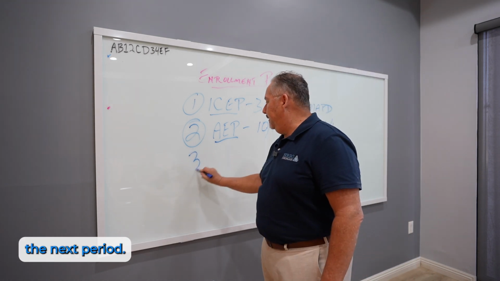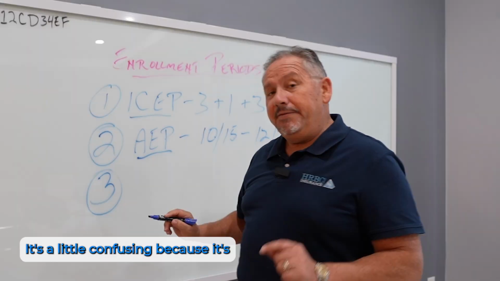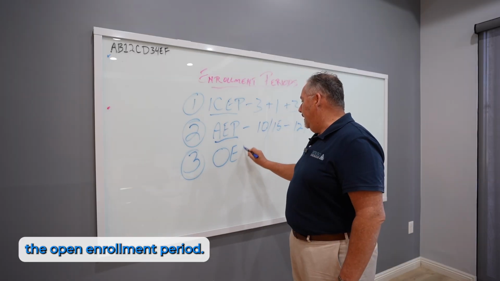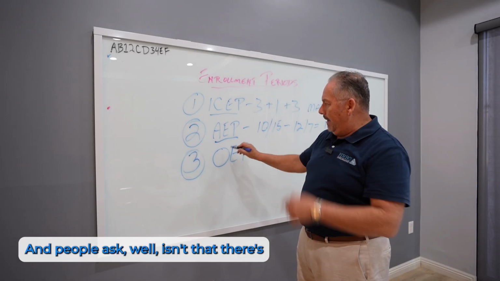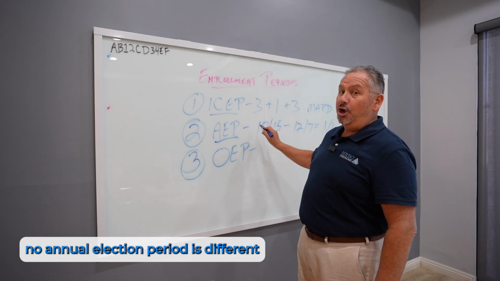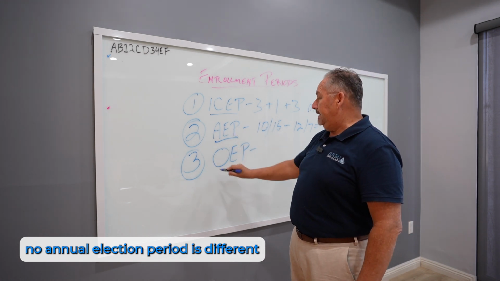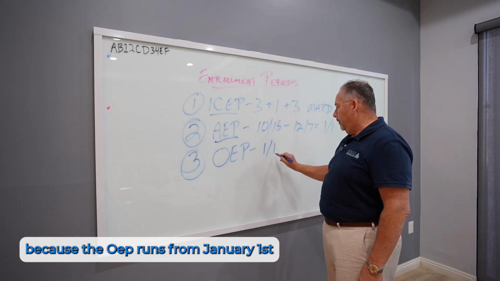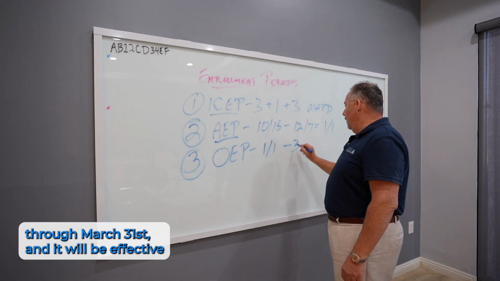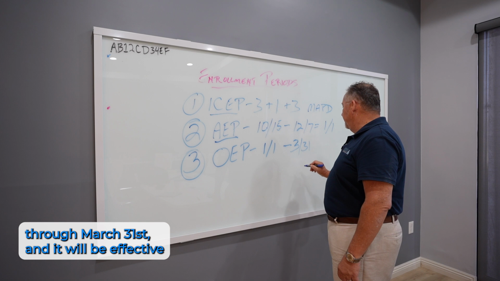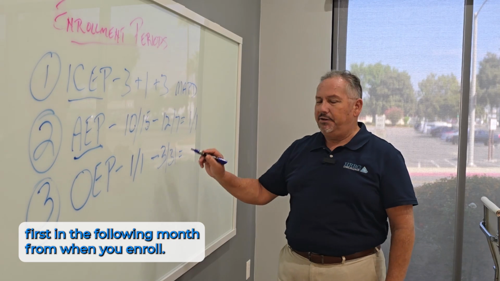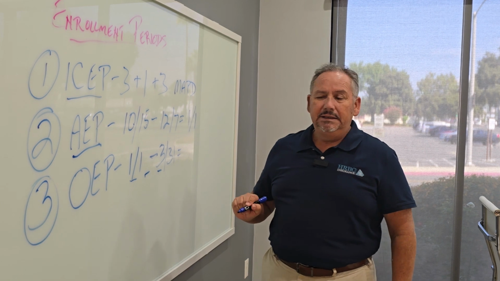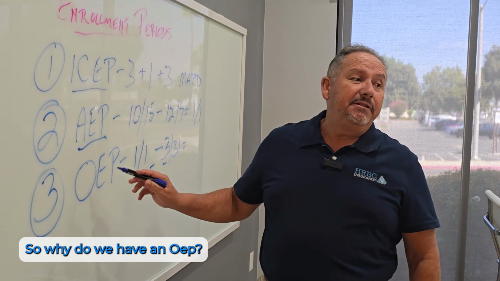The next period, it's a little confusing because it's the open enrollment period. And people ask, well, isn't that this? No. Annual election period is different because the OEP runs from January 1st through March 31st. And it will be effective first of the following month from when you enroll. So why do we have an OEP?